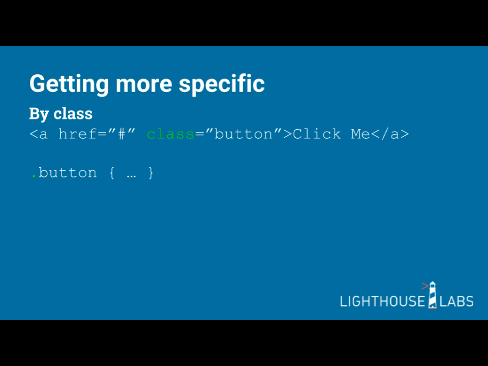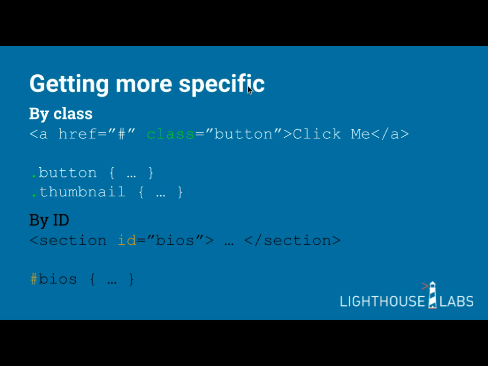So there should only ever be one ID. You can have as many classes as you want. So in this case, it's giving you a very broad overview of what's happening here. But this class, we style that in our CSS style sheets by taking that name, button, and prefixing it with a period. That's what class means in CSS.